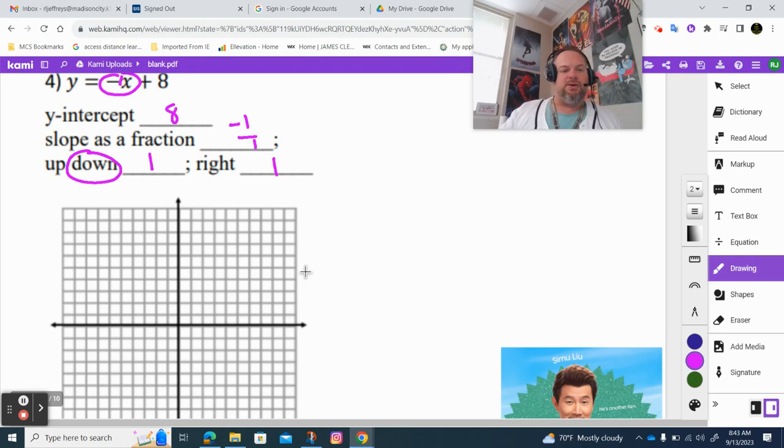All right, so we go to 8. 1, 2, 3, 4, 5, 6, 7, and 8. Over 1, down 1, over 1, down 1, over 1, down 1, over 1, down 1, over 1, down 1.